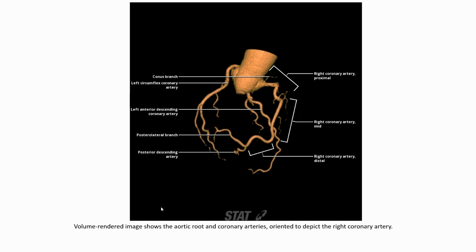So you can see the marker on the volumetric image. This image is focused on the artery. We start from the aorta. We call this portion right coronary artery proximal, and after that right coronary artery mid, and the last one right coronary artery distal. At the distal, the right coronary artery divides into the posterior descending artery and the posterolateral branch.